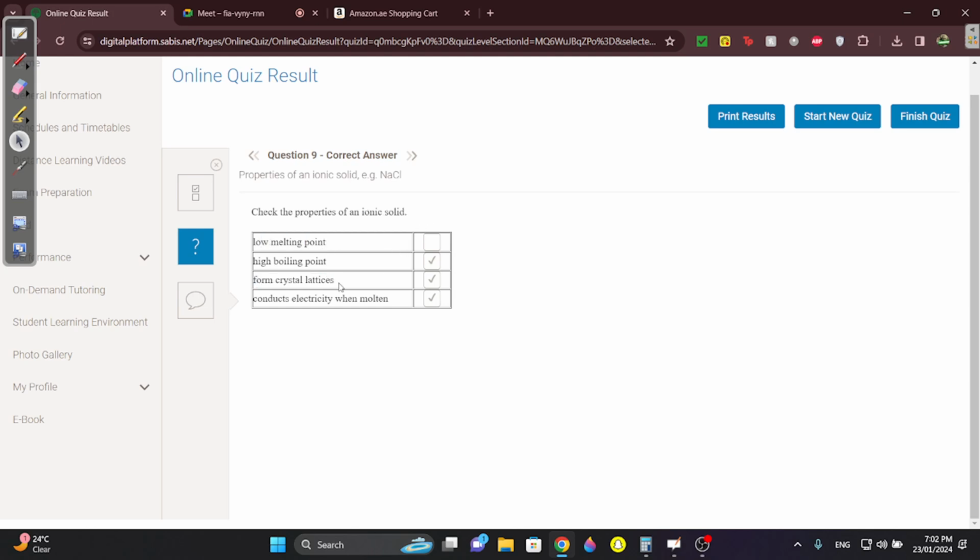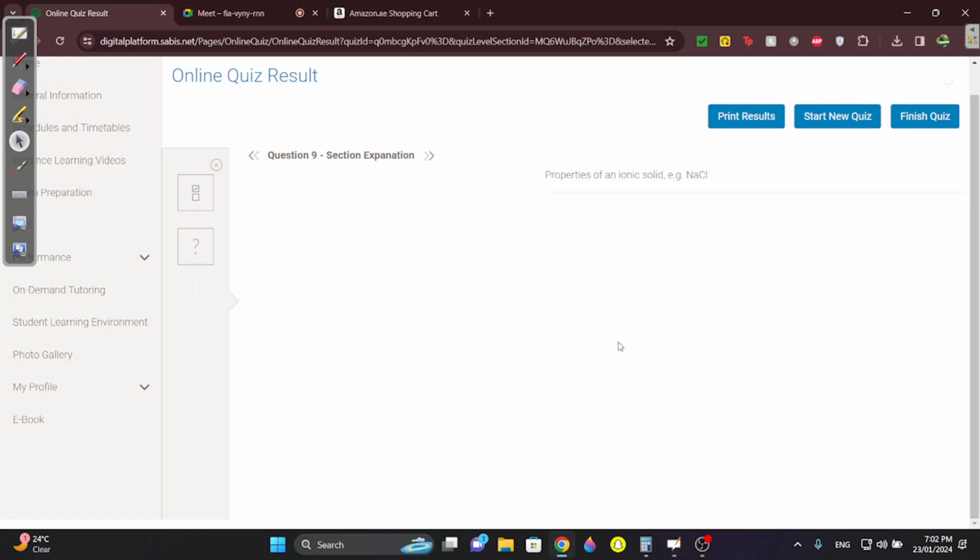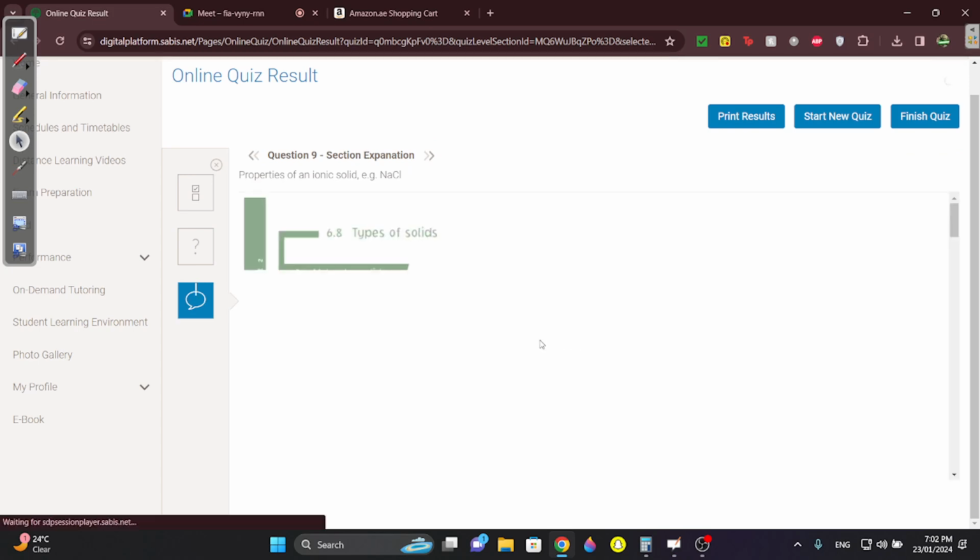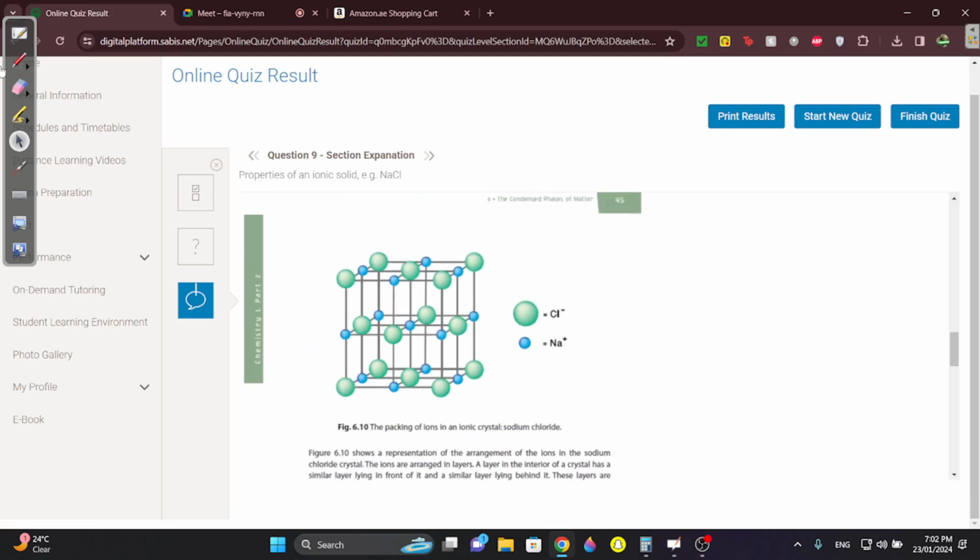Ionic solids form crystal lattices as well. Remember the structure of the ionic solid, over here in the book. Each one is surrounded, like let's say this blue one. Each ion in the ionic solid is surrounded by 1, 2, 3, 4, 5, 6. It's always surrounded by 6 oppositely charged ions. They didn't ask it last week.